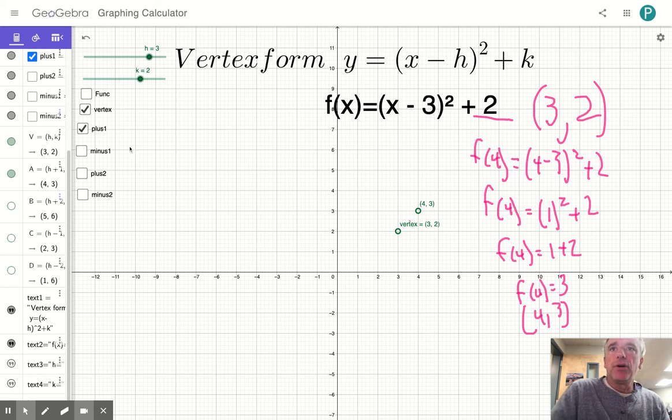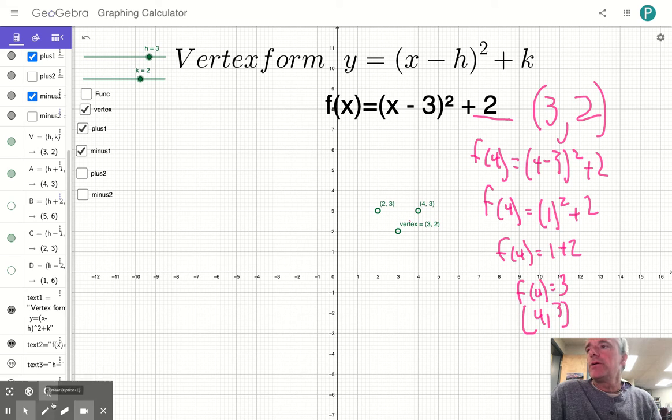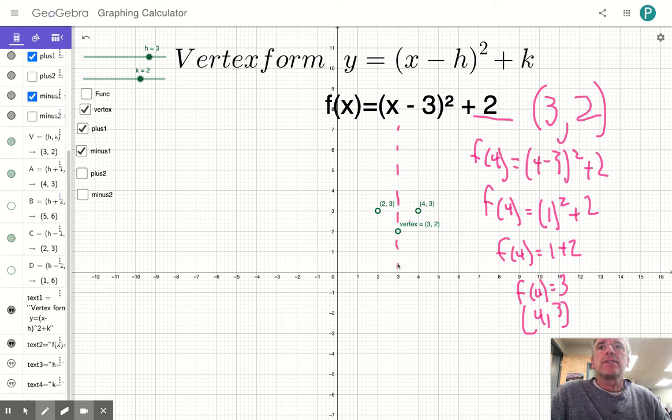Now, we also know that if I plug in 1 away in the other direction, in other words, minus 1, I'm going to get the same value out. And that's going to give me this point, 2, 3. And they're a mirror image of each other, reflected across the axis of symmetry. If you imagine a little mirror placed in the middle, all points on one side of the parabola are going to be mirrored on the other side of the parabola.